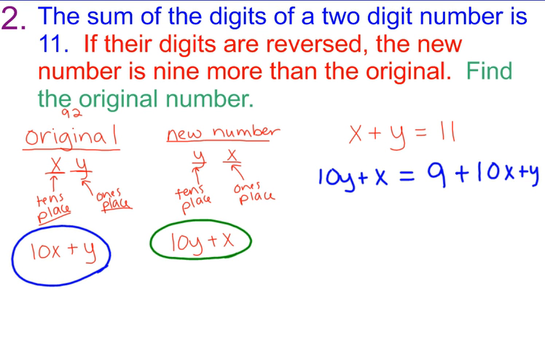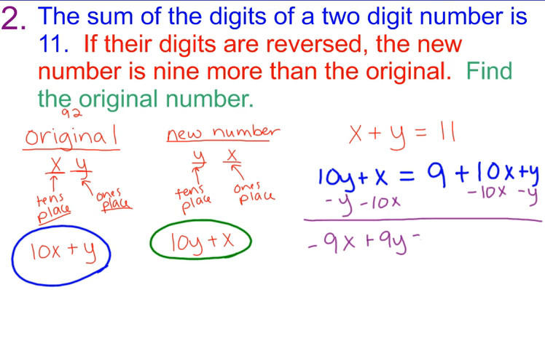So now I have my two equations. I can choose to solve this with whatever method I want to use. Let's say we go ahead and try putting them in standard form and solving. I'm going to take my bottom blue equation and get the x's and y's on the same side. So I had minus y and minus 10x. I'm going to put my x's first. I hope you're okay with that. Negative 9x plus 9y equals 9. And then I'm going to bring down my equation I had before.